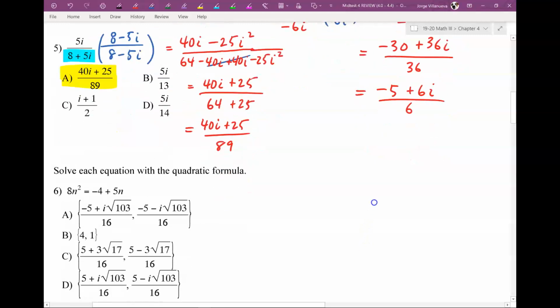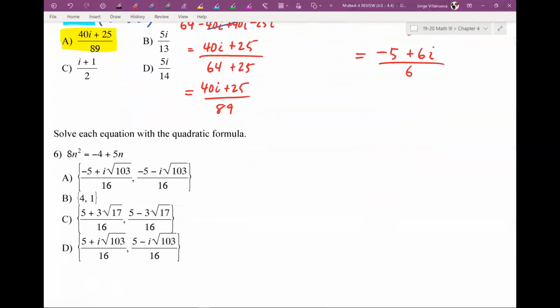So let's do this next one, okay? We have to do this using the quadratic formula. In order to set something up for the quadratic formula, I've got to make everything equal to 0. So I'm going to have to move all this stuff over. When I move the 8n squared here and I move the positive 5n to the left, it becomes a negative 5n. And when I move the negative 4 to the left, it becomes a plus 4. And I get 0. Okay? So 8n squared minus 5n plus 4, that's my equation.